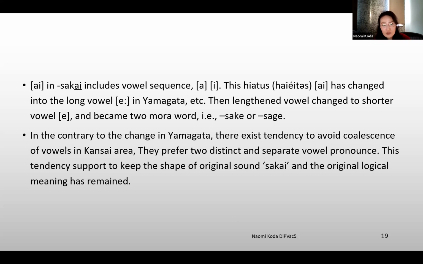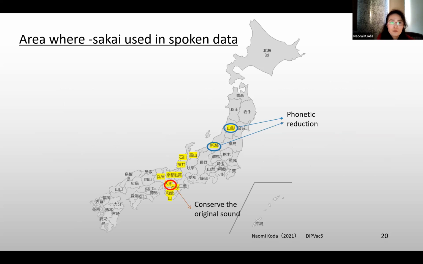In contrast to the change in Yamagata, there exists a tendency to avoid coalescing of vowels in the Kansai area. They prefer two distinct and separate vowel pronunciations. This tendency supports keeping the shape of the original sound Sakai, and the original logical meaning has remained.